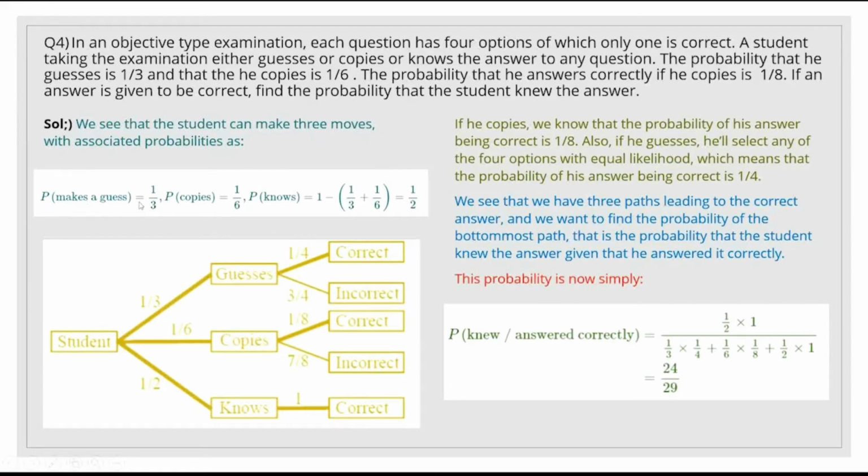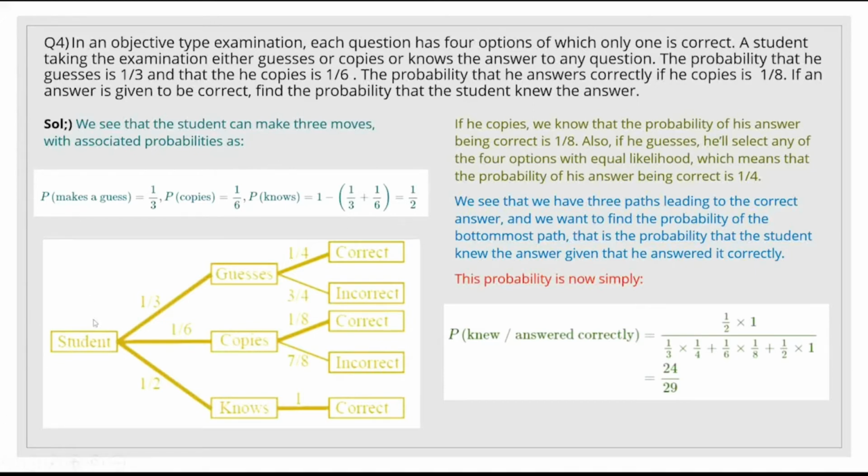Probability of making a guess is equal to 1/3, which is already given in the question above. Probability of copying is 1/6, also given, and probability of knowing the answer will be 1 minus (1/3 plus 1/6), by the inverse probability theorem, which can be calculated as 1/2.